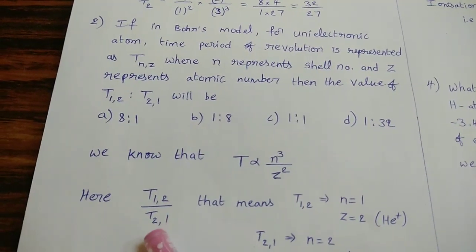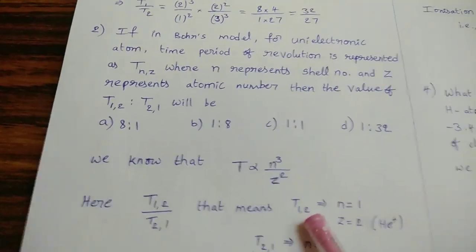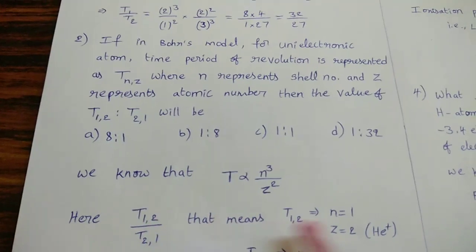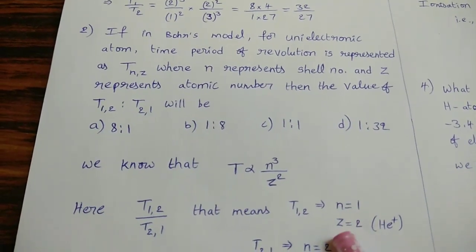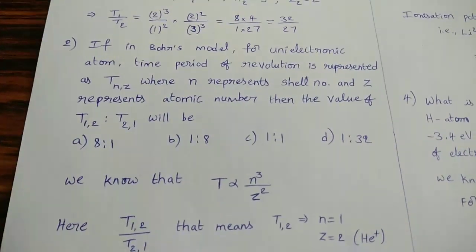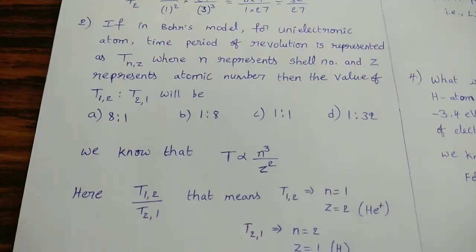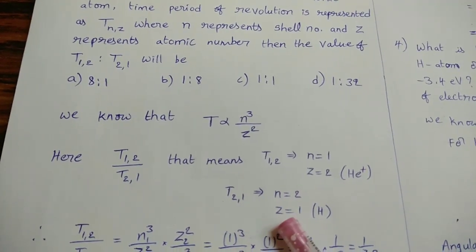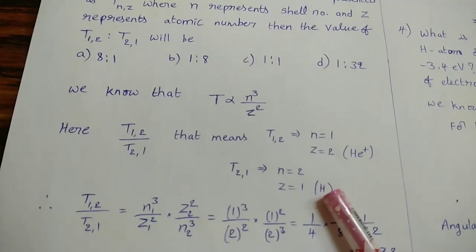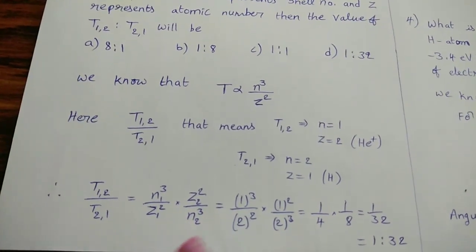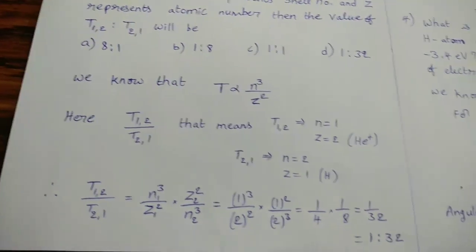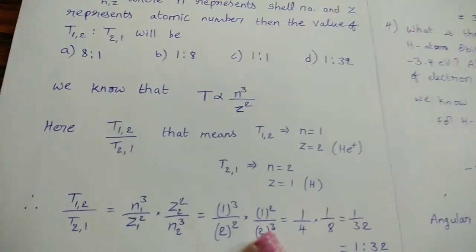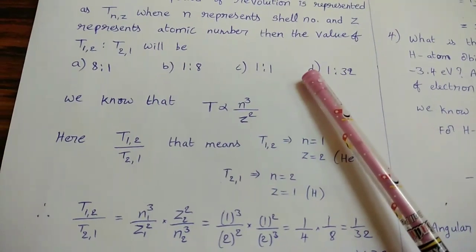Here T12 by T21. T12 means, according to the given representation, n equal to 1, Z equal to 2. Z equal to 2 means what is the element? Helium, He plus. Next, T21 means n value 2, Z value 1. 1 means hydrogen. So based on this, substitute the values n1, n2, Z1, Z2. Then we can get 1:32. So understand this type of question carefully. Okay, so option D is the answer.